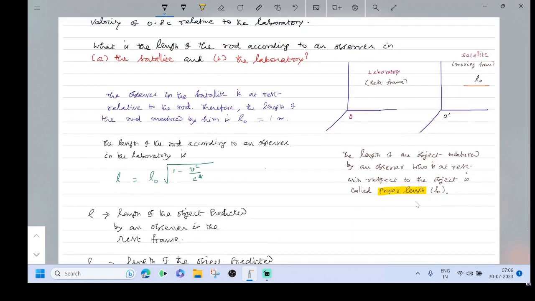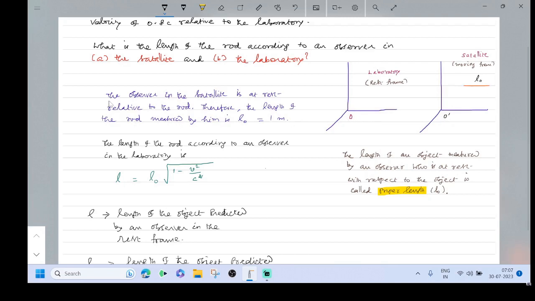Now we may introduce the concept of proper length. The length of the object measured by an observer who is at rest with respect to the object is called proper length. With respect to the rod, the observer O dash is at rest, whereas the observer O is in motion.